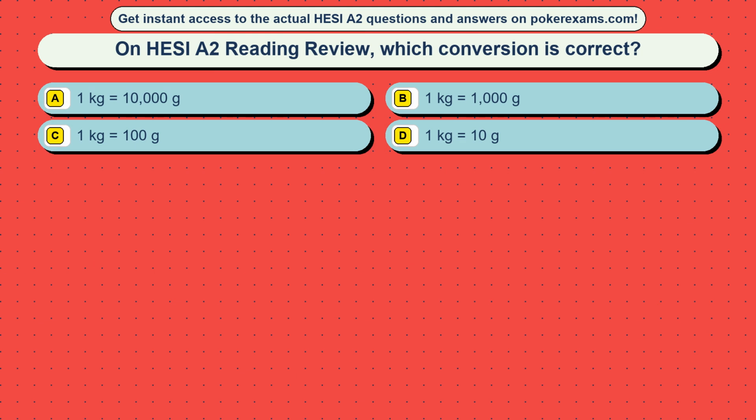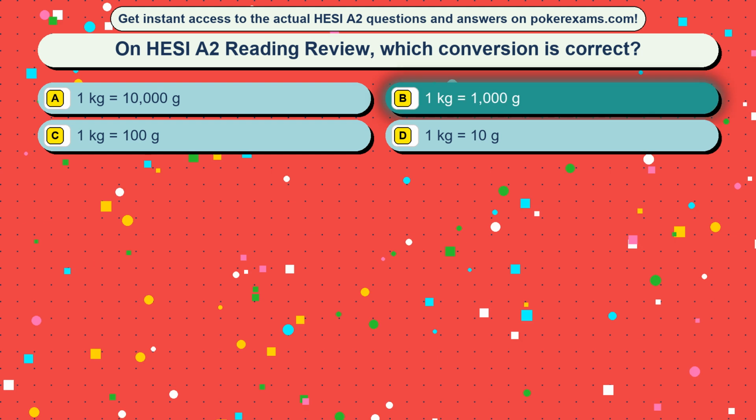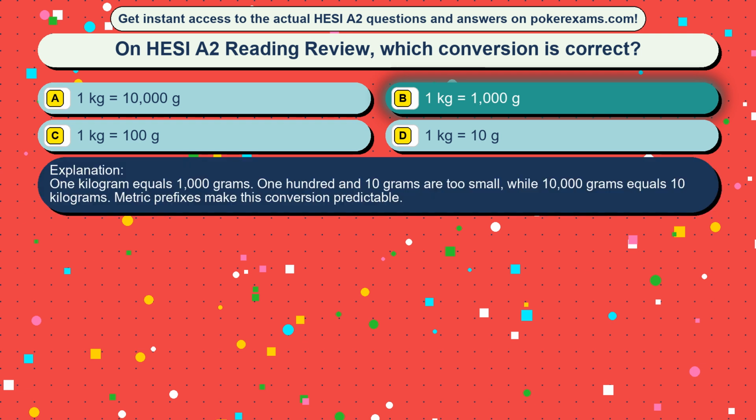Question 4. On HESI A2 Reading Review, which conversion is correct? Option A, 1 kg equals 10,000 g. Option B, 1 kg equals 1,000 g. Option C, 1 kg equals 100 g. Option D, 1 kg equals 10 g. The correct answer is option B, 1 kg equals 1,000 g. 1 kg equals 1,000 grams. 100 grams is too small, while 10,000 grams equals 10 kilograms. Metric prefixes make this conversion predictable.